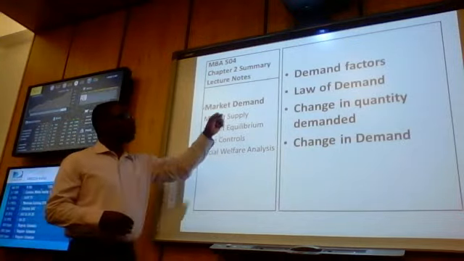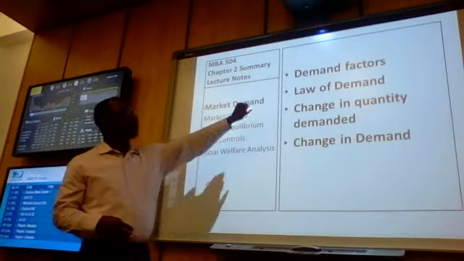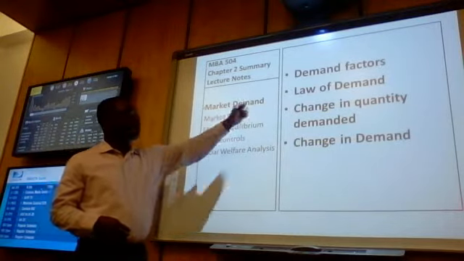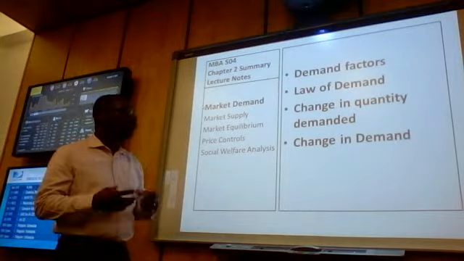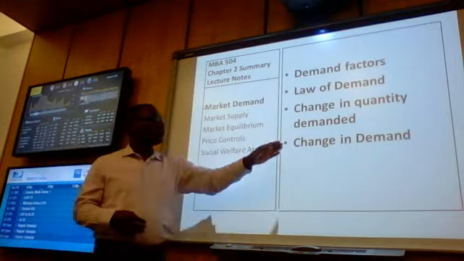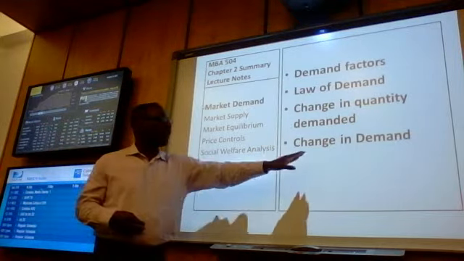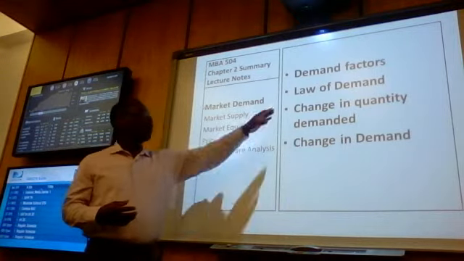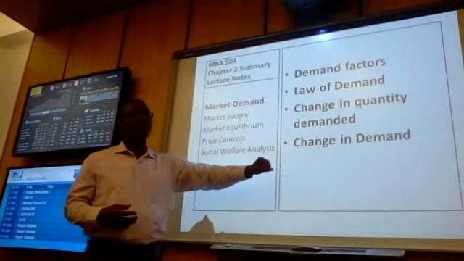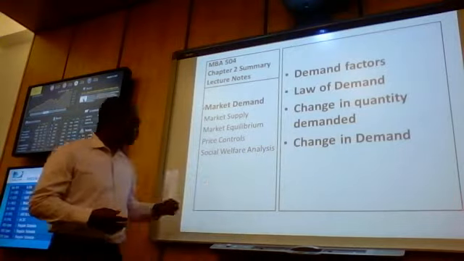And so up under market demand, we're going to talk about demand factors. We're going to introduce the law of demand. We're going to specifically look at two types of changes within market demand, a change in quantity demanded as well as a change in demand. So I'm not only going to give you the definitions of these characteristics, we're going to graphically illustrate as well.